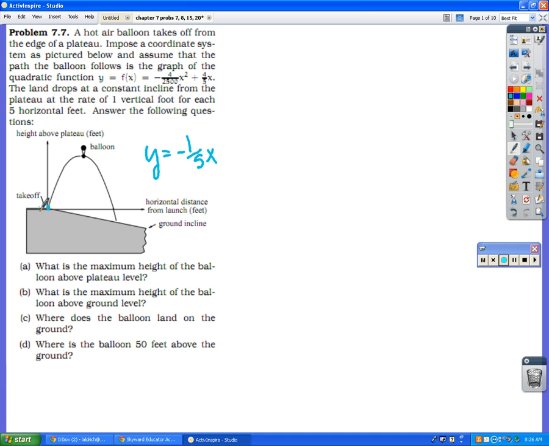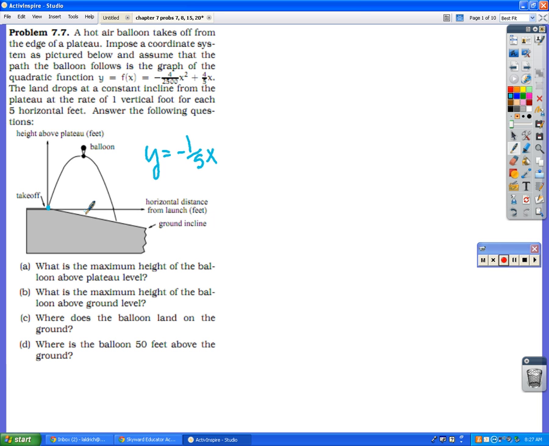What is the maximum height of the balloon above plateau level? All right, so I feel like we kind of screwed this up when we did the notes. The distance that the balloon is going to be from the ground, since the ground is not flat, is going to be this equation here minus this one right there. How do you feel about that? Does that seem right? Because normally the equation is y equals 0, but this time we have this slant.